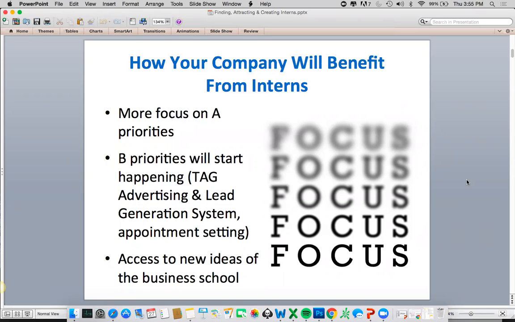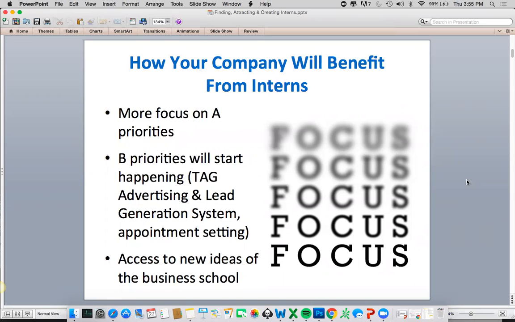C priorities are these ideas we think about doing some time off in the future, but there's not really any consequence. So once you start bringing in interns, you're going to be able to spend a lot more time focused on your A priorities, and those B priorities, those projects that you've had on the docket for a long time, are going to start happening. These are some of the best things for you to delegate and empower your interns to start working on. These are things like getting the TAG advertising and lead gen system up and running, starting to get them going on appointment setting, a whole bunch of new stuff.